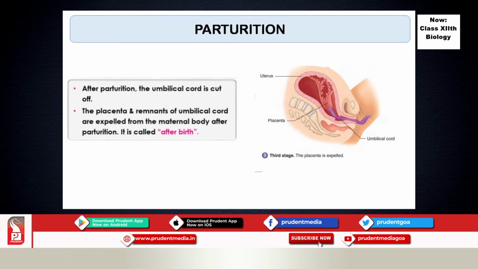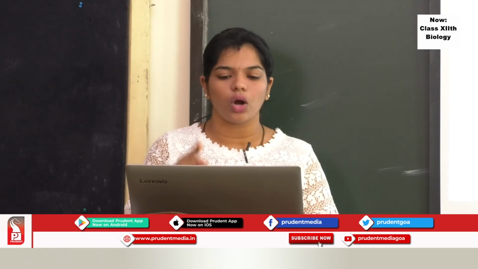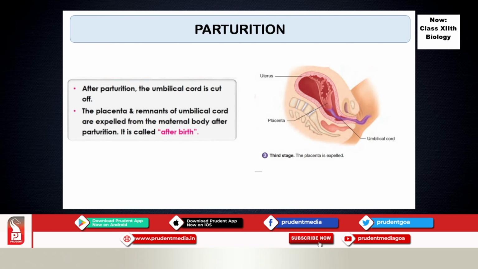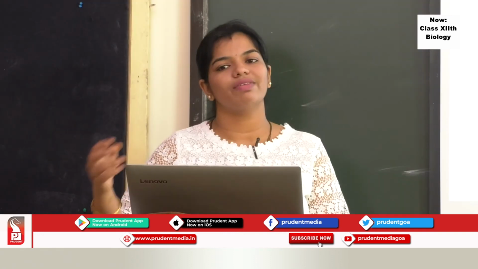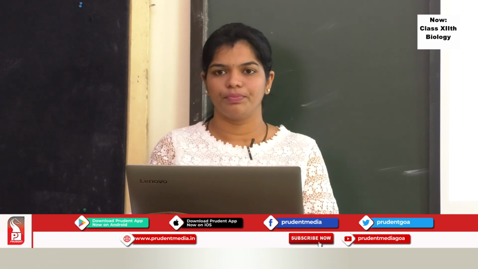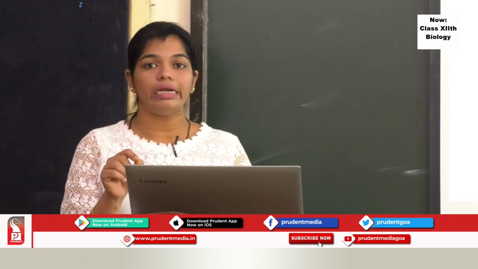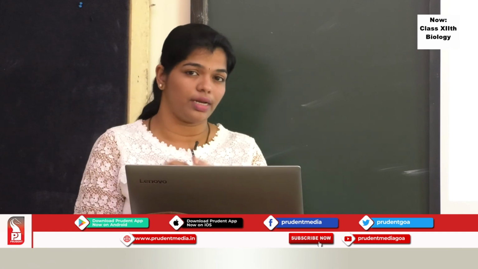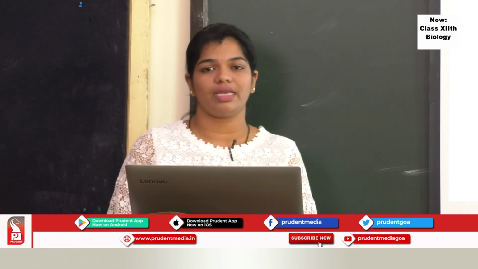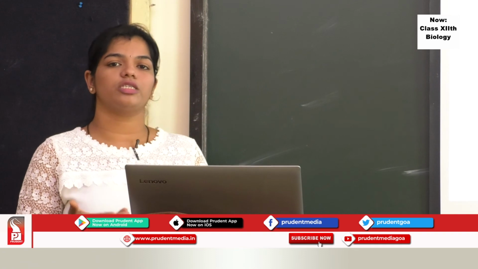So, after the parturition, the umbilical cord is cut off. The connection between the mother and the fetus, that was the umbilical cord, is cut off. The placenta and the remnants of the umbilical cord are expelled from the maternal body, okay, after parturition, and this is termed afterbirth. So, it will come out in the form of bleeding, okay. So, this is where we end the part of sexual reproduction, where the parturition has taken place and the fetus has come out. Next, what?